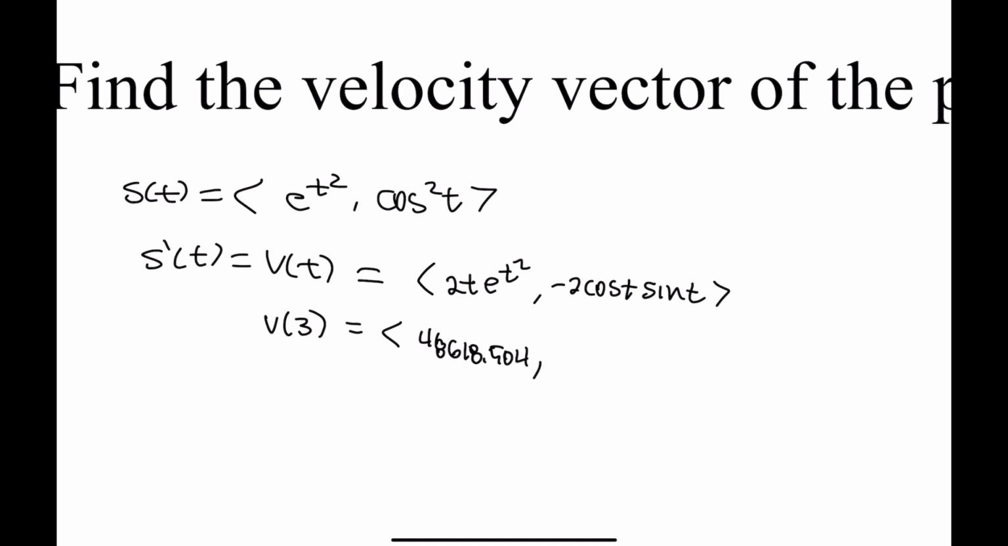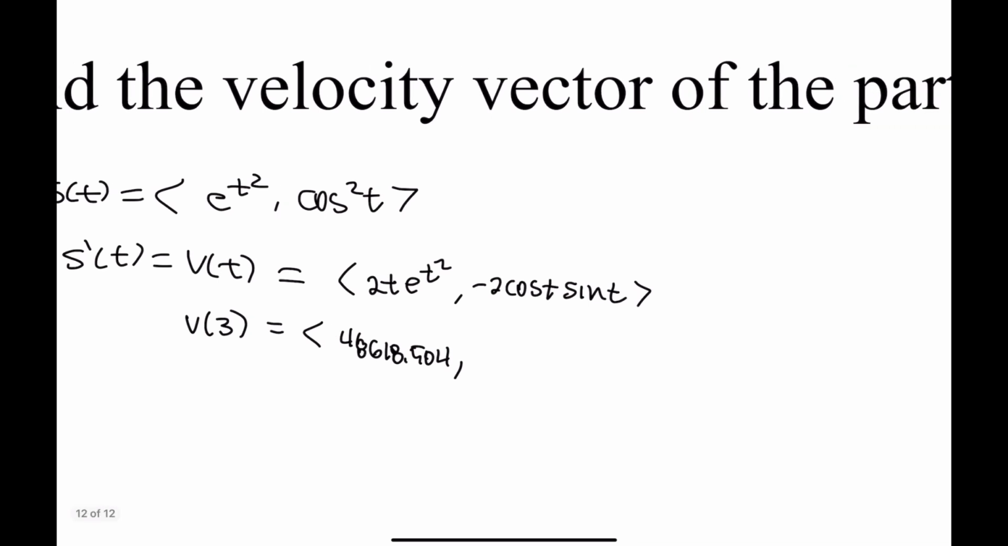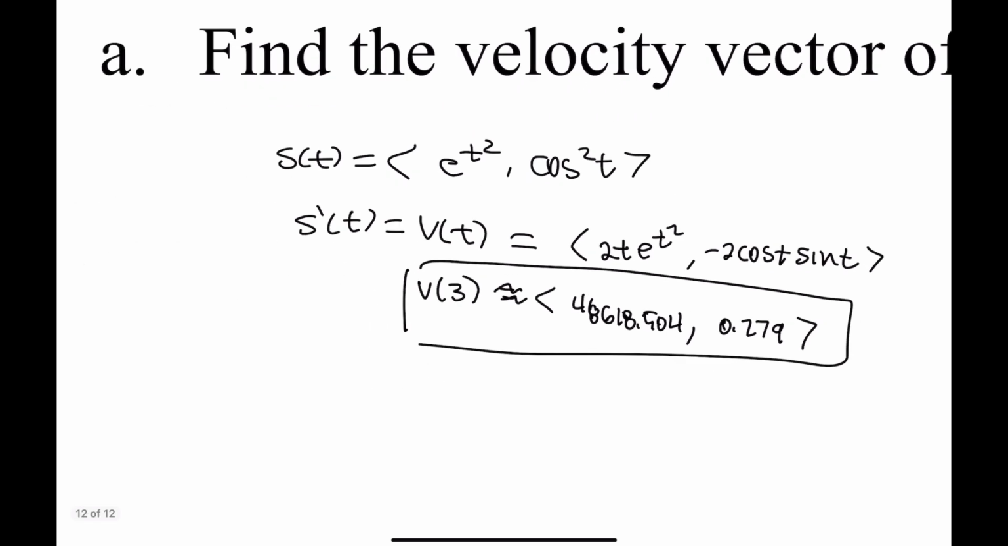And then negative 2 times cosine 3 and then sine 3 would be around 0.279. Okay, so we're going to say around. This would be our velocity function.